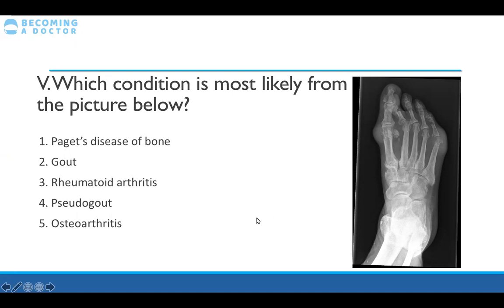Okay, right. So the majority of you said gout, which is perfect because that is the correct answer. None of you said Paget's, that's good. Rheumatoid, not sure of the reasoning there, but you can have it as a diagnosis. Pseudogout, again, no. Osteoarthritis, you can't see the classical loss of joint space signs.